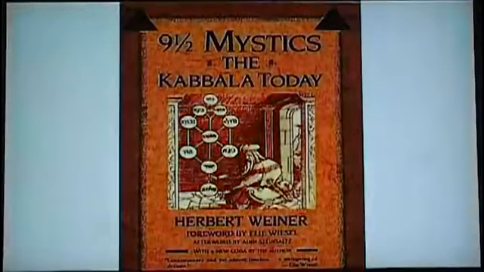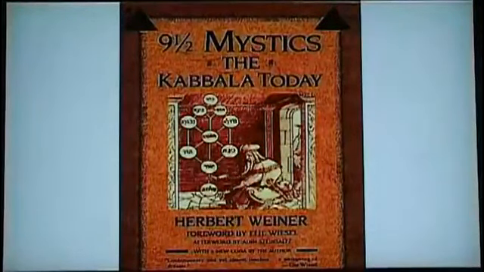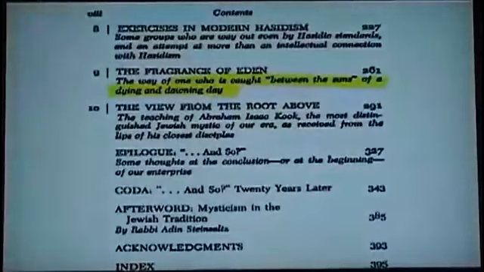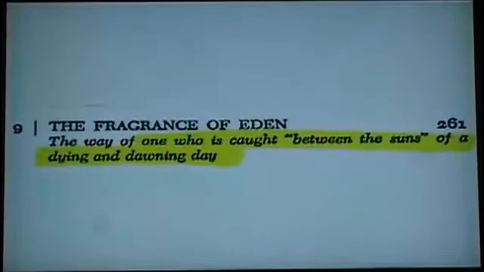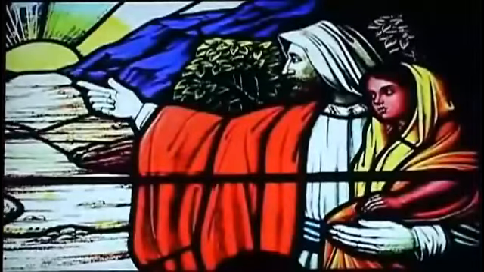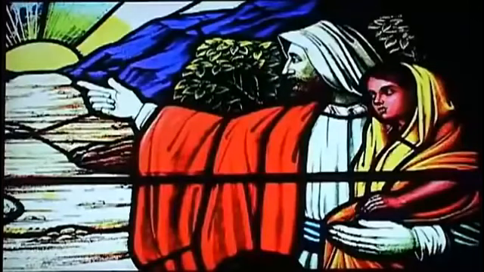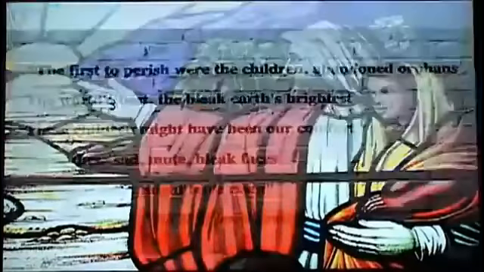And don't forget about the Jewish Kabbalah. The Jews also have the same symbol. That's what Christians have gotten it from. It's from the old ancient Jewish religion. In the book Nine and a Half Mystics, the Kabbalah Today, the 9th chapter is called The Fragrance of Eden, the way of one who is caught between the suns of a dying and dawning day. So this is a very important Jewish symbol also in synagogues, the sun rising for the new dawn.